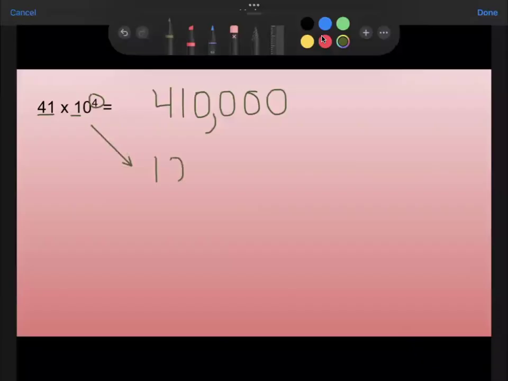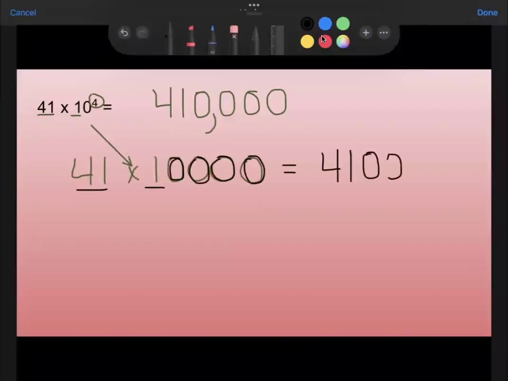Now, the other way to do it is to evaluate 10 to the 4th power by writing a 1 and then adding 4 zeros, 1, 2, 3, 4, and taking that and multiplying it by 41. Now I can look at the digits that are not zeros and multiply those. So 41 times 1 is 41, and then add 1, 2, 3, 4 zeros to the end. Either way, I end up with 410,000.